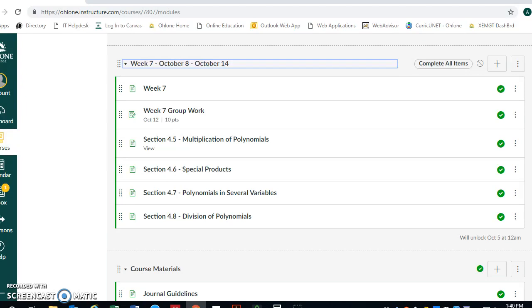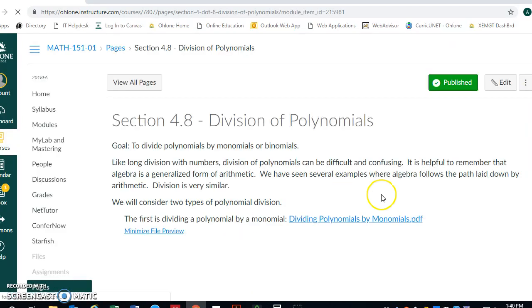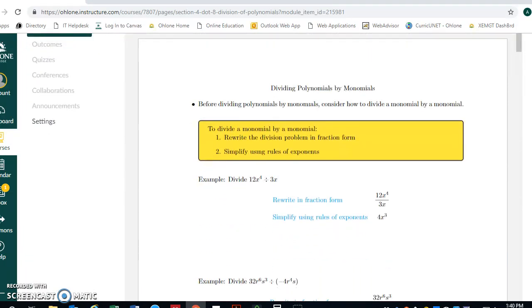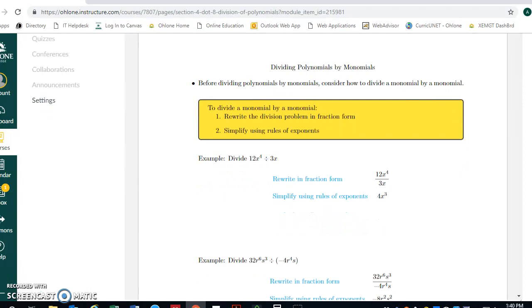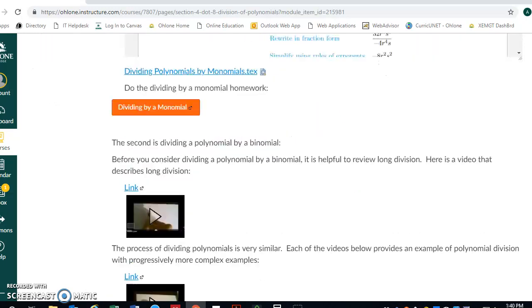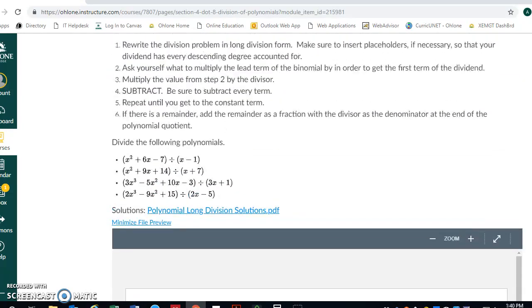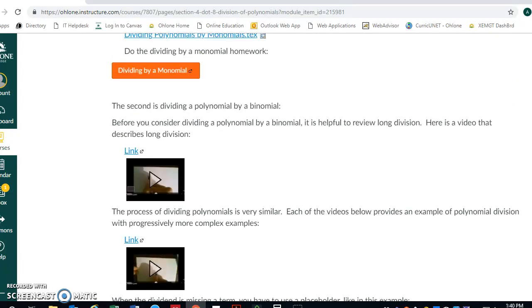I really, really, really encourage you to go in and watch the videos that I gave you with division of polynomials. The division section breaks down into two different subsections. One is dividing a polynomial by a monomial, and this part you understand. You've seen it. This is going to turn out to be using the rules of exponents to simplify things. When you start getting into the division of a polynomial by a binomial, though, now we're looking at long division.